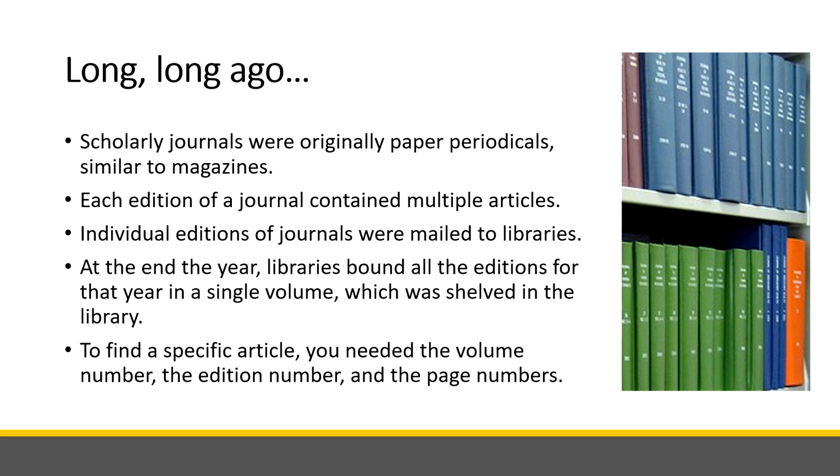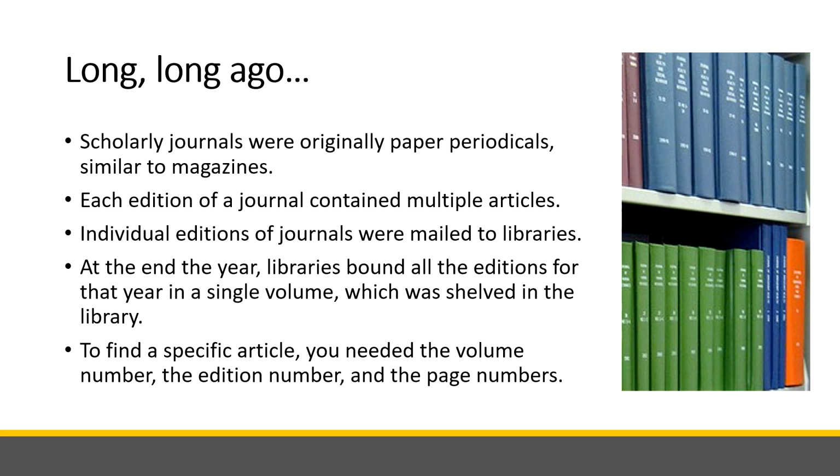One of the reasons for confusion is that some of these terms originate from a time before the internet or digital publishing. Scholarly journals were originally paper periodicals, similar to a magazine. They came out on a regular schedule. Each edition of a journal contained multiple articles, each written by a different author or set of authors. Each time a new edition was published, the publisher mailed physical copies of the journal to subscribers, including libraries. At the end of the year, university librarians would bind all the editions together in a single volume that was shelved in the library stacks.